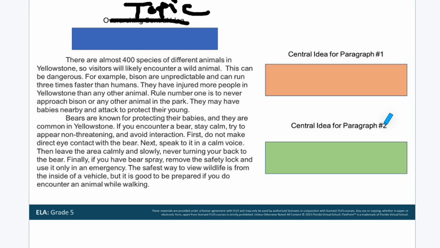All right, so it says that there are almost 400 species of different animals in Yellowstone. So visitors will likely encounter a wild animal. This can be dangerous. For example, bison are unpredictable and can run 3 times faster than humans. They have injured more people in Yellowstone than any other animal. Rule number 1 is to never approach bison or any other animal in the park. They may have babies nearby and attack to protect their young.